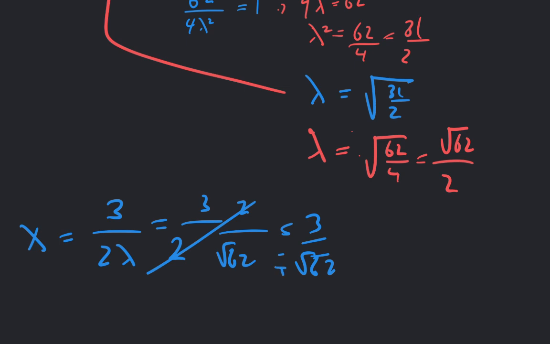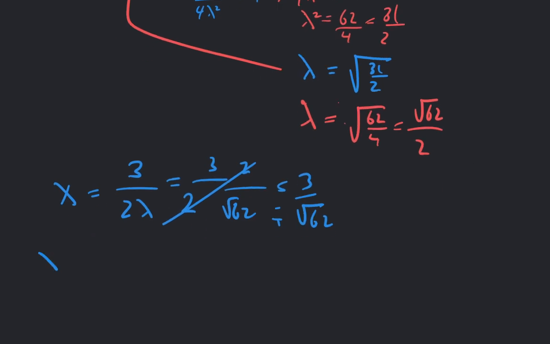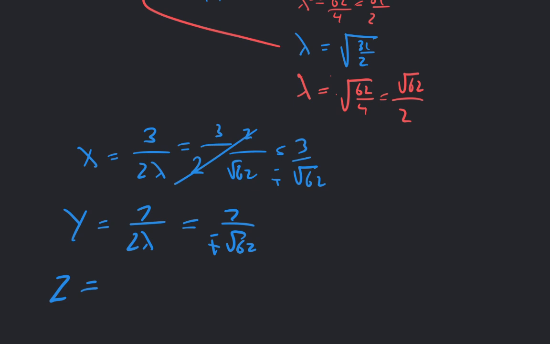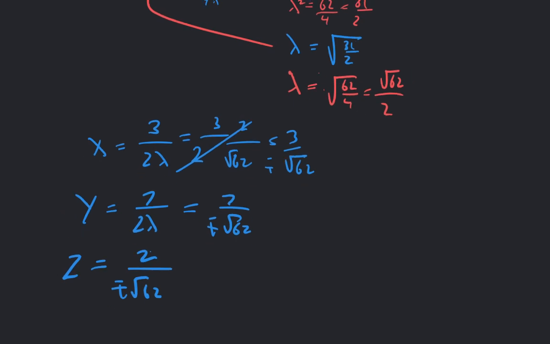And this is plus or minus. Oh, that does not look good. Y was 7 over 2 lambda, and this gives us 7 over root 62. And z is just 2 over plus or minus root 62. So now we can take the function values of these.